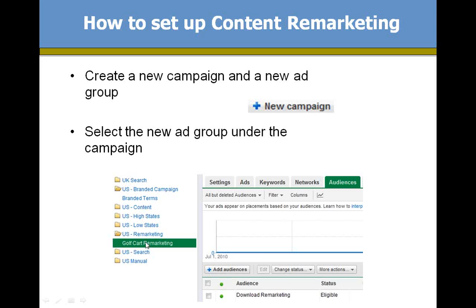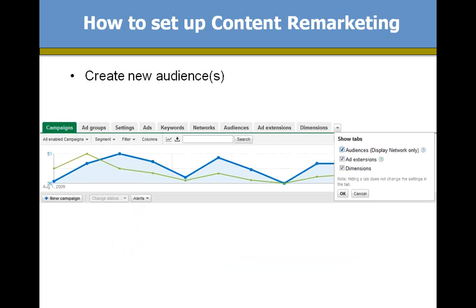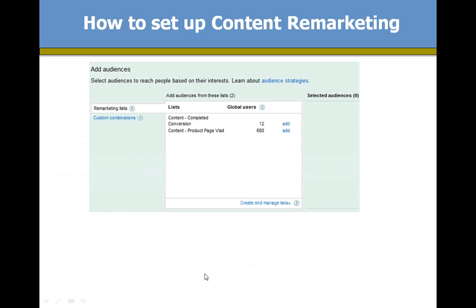Once you've created the new ad group, highlight it, and then go to the Audiences tab. If you don't see the Audiences tab, Google has kind of hidden it away, and here's how to unhide it. Go over to the drop-down arrow on the right-hand side of where all the tabs are, and then click on Audiences, and then OK, and that will bring up the Audience tab right here. So once you click on the Audience tab, go ahead and click Add Audiences.